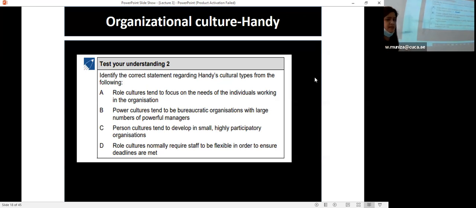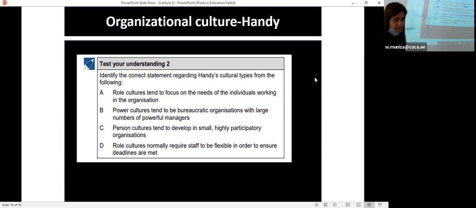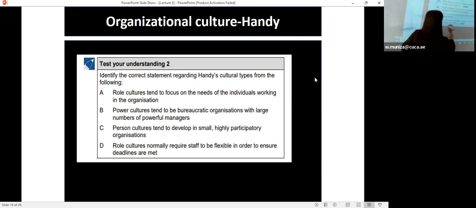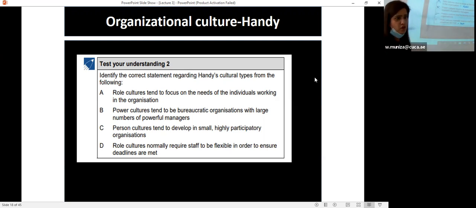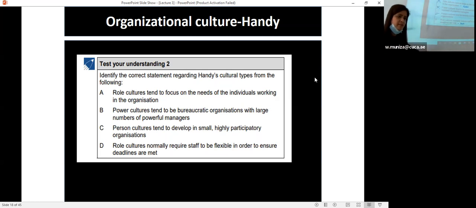The operating core has to participate in the activities of the organization. This is true. And role cultures normally require staff to be flexible in order to ensure deadlines are met. No, this is the characteristic of task culture, my dear students, because the focus is on the task to be fulfilled. In role culture, they perform job descriptions. In task culture, they have to be flexible in order to ensure that deadlines are met, because the focus is on the task, not on the role which they are required to perform.